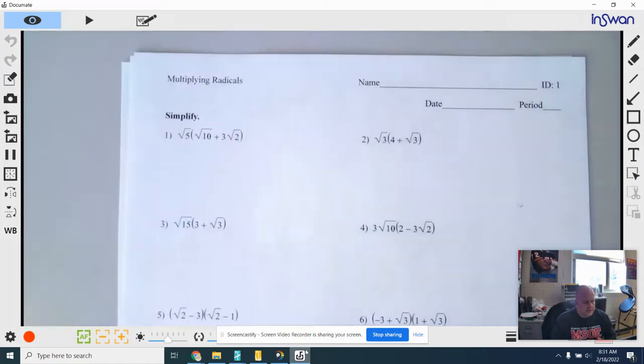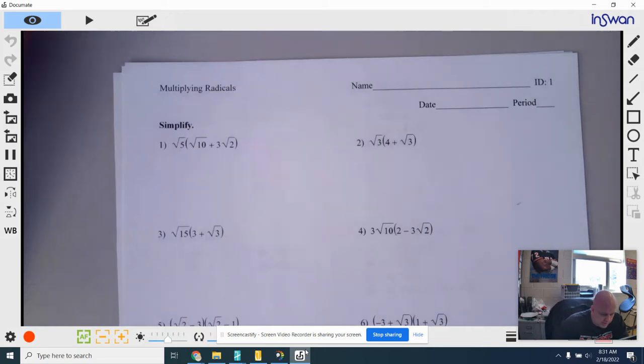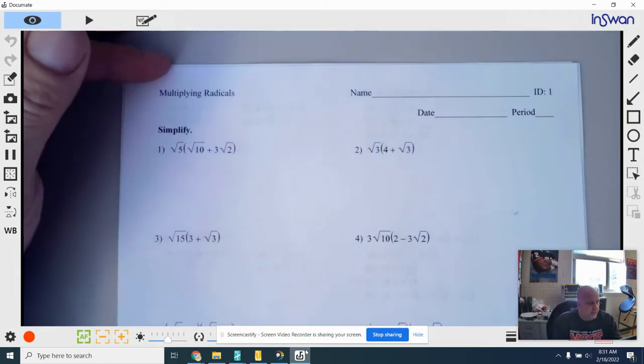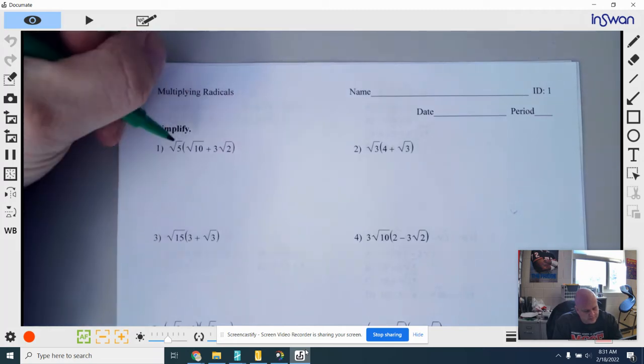All right, for this lesson, you're going to need the sheet that says multiplying radicals. So far we've simplified radicals, we've added and subtracted radicals, and today we're going to do some multiplying.